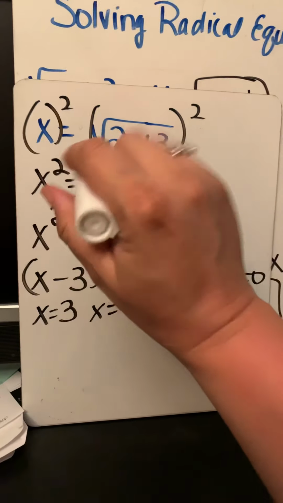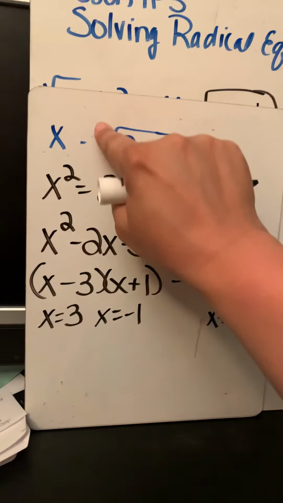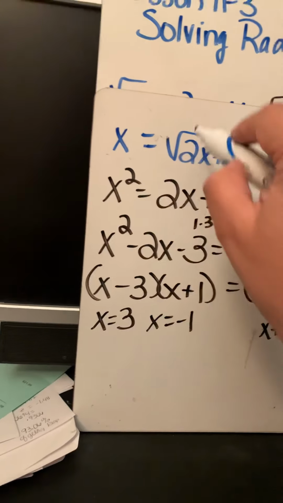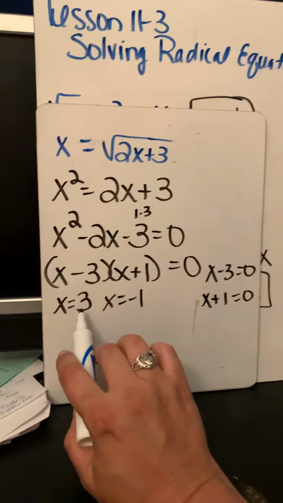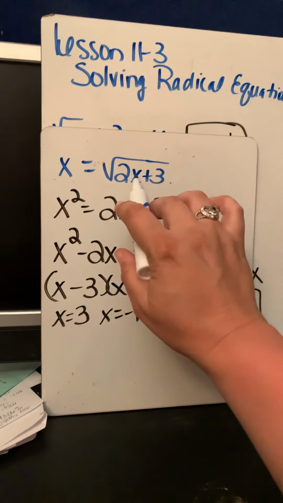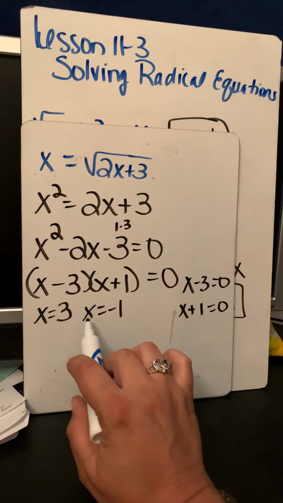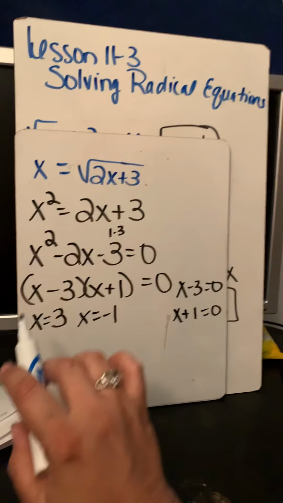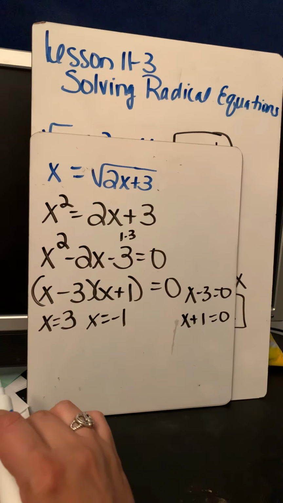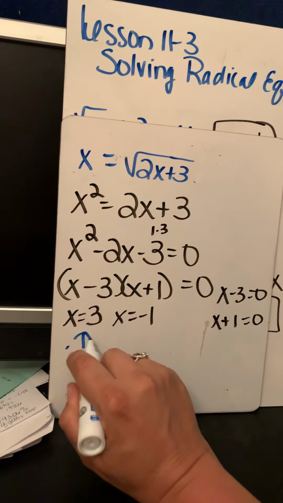So now back to my original equation. I'm going to erase some of these here so we can see what my original equation was. I have x equals root 2x plus 3. So if I plug 3 in, I'd have 3 equals 2 times 3 is 6, plus 3 is 9, square root of 9 is 3. 3 equals 3. A little mental math there. What happens when I take negative 1 and try to plug it in? Can the square root of anything ever give me just a regular negative number? Absolutely not. So this right here would be my real solution.